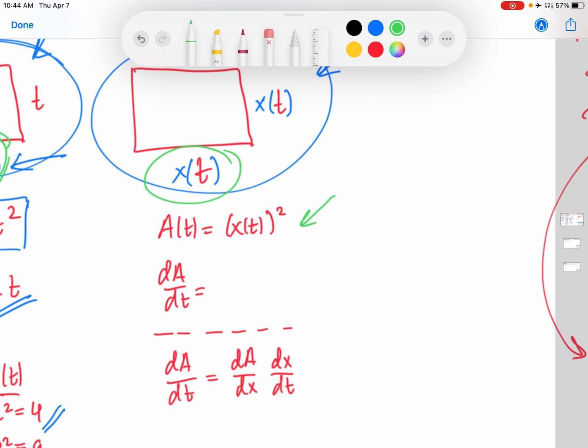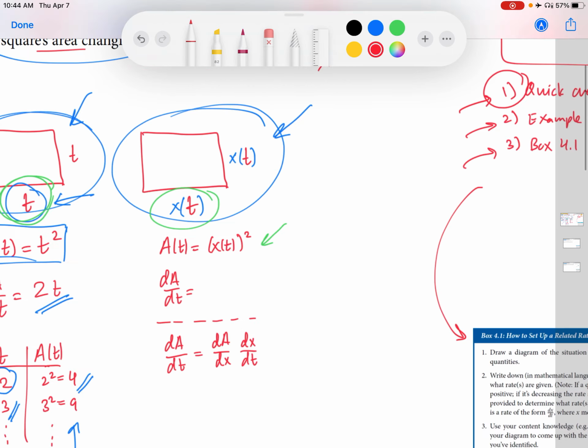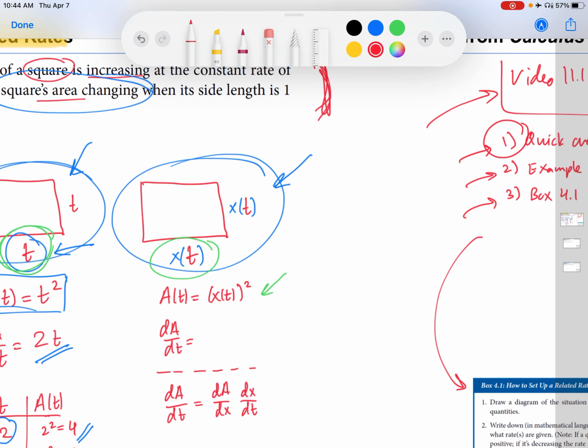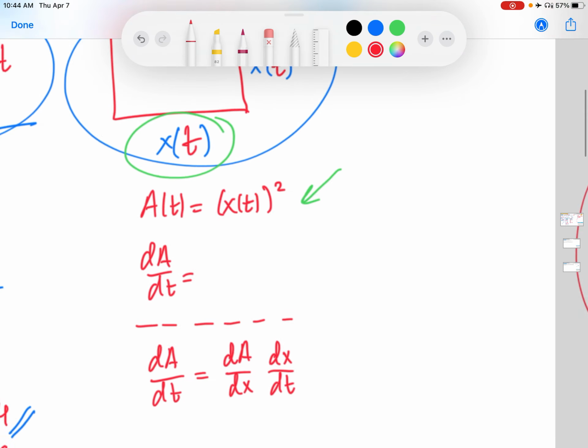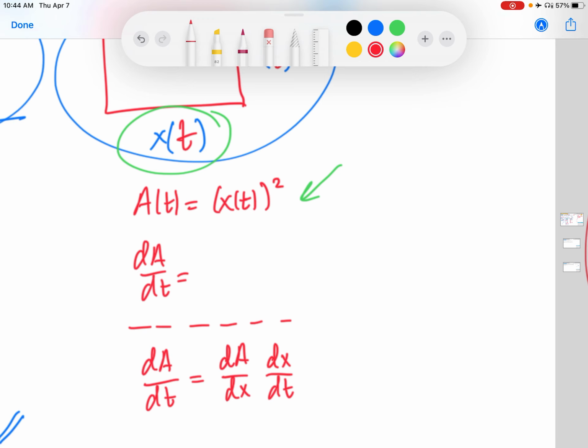But now to differentiate this, I need to use the chain rule. That was the reason for talking very early on in this video about reviewing the chain rule. So how do I differentiate it using the chain rule? I'm going to recognize something squared as the outer function. So I differentiate the outer function: x squared differentiates to 2x. Then I substitute in the inner function, and I multiply by its derivative. So the answer here is 2 times x of t times x prime of t.